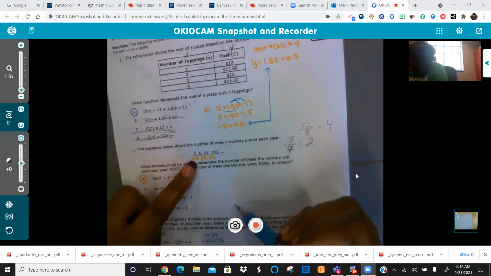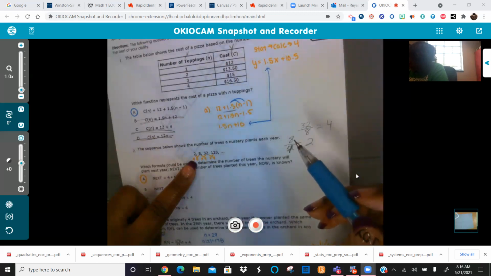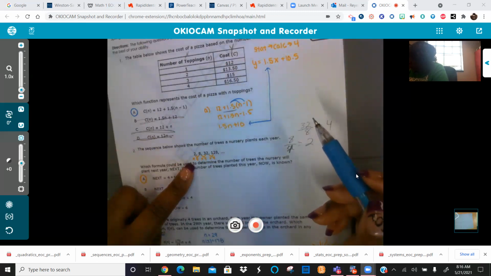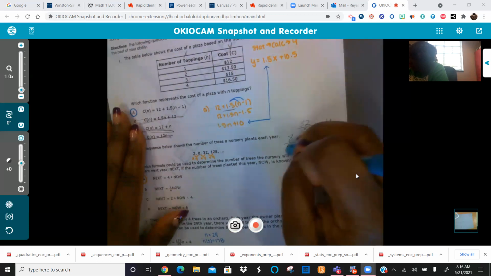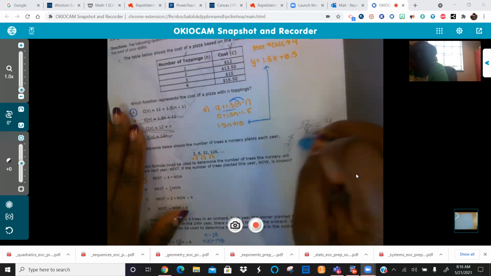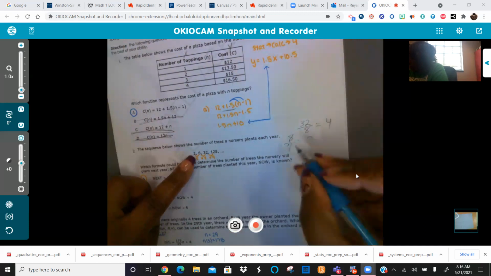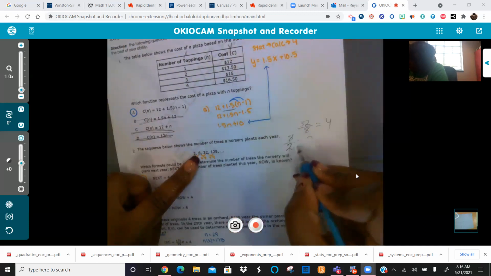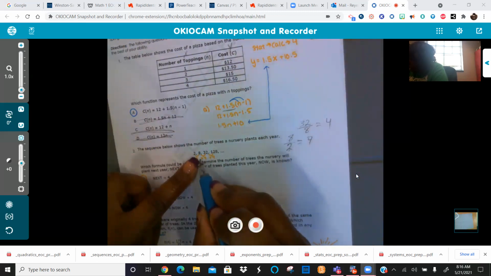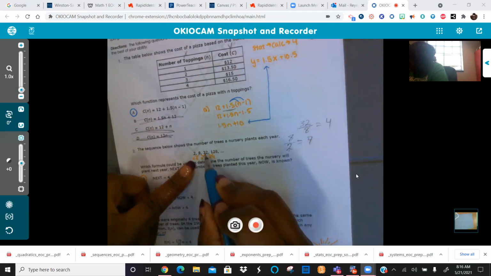So as you can see, well, I don't know why I did that. I did it right the first time and then tricked my own self. 8 divided by 2, and that gives you 4. So do you see how you're going to be multiplying by 4 to get to the next number.